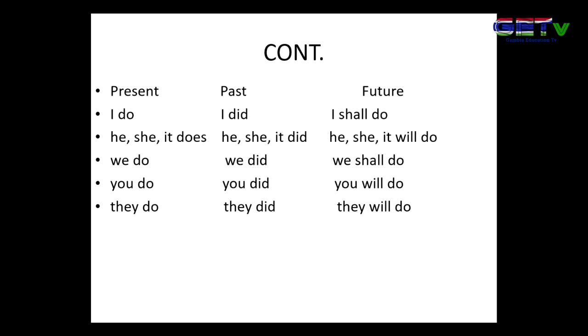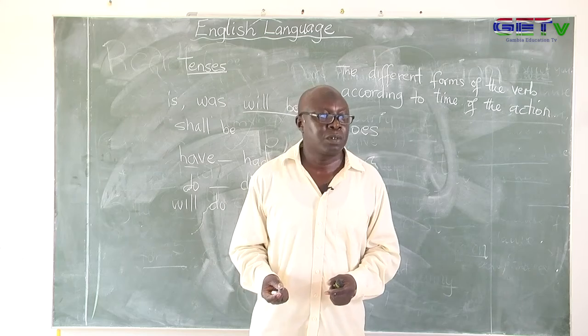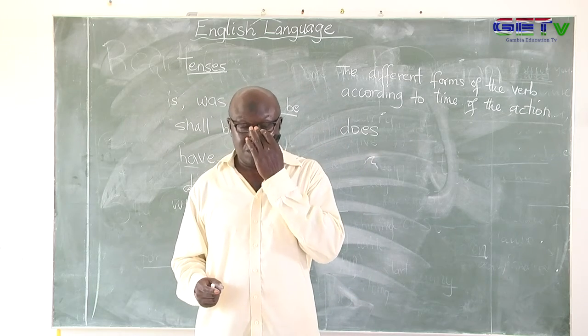Now we have the verb to do. The present, the past, and the future. I do. In the past, I will say I did. In the future, I shall do. So you have do, did, do. Present, he, she, or it does, D-O-E-S.